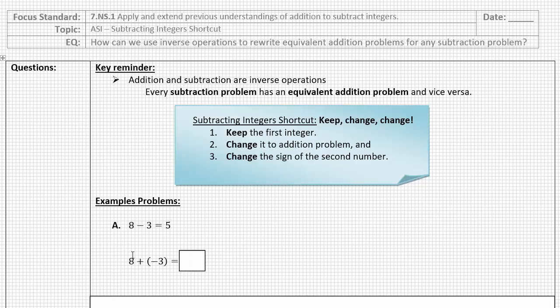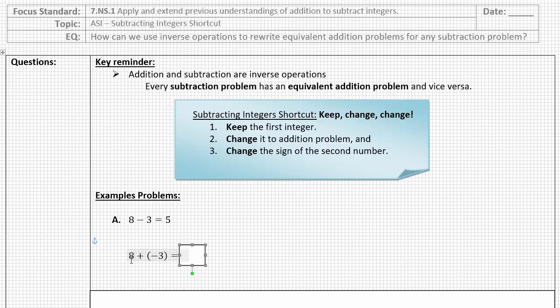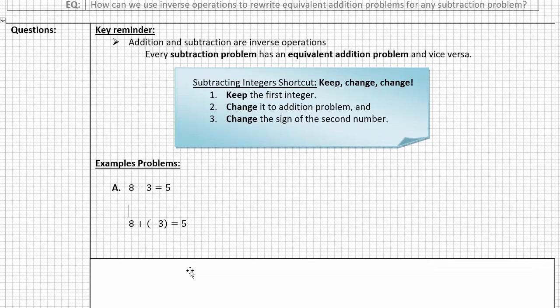Well, we would keep the positive 8, change subtraction to addition, and change it from a positive 3 to a negative 3. Now think about that answer. 8 plus a negative 3. You would keep the 8 and go towards the negatives 3 spaces, and the answer would be 5 as well. So starting with something we know very comfortably with subtraction, we can rewrite it as an addition problem. We change it to addition and change the sign in the second number. Keep, change, change.